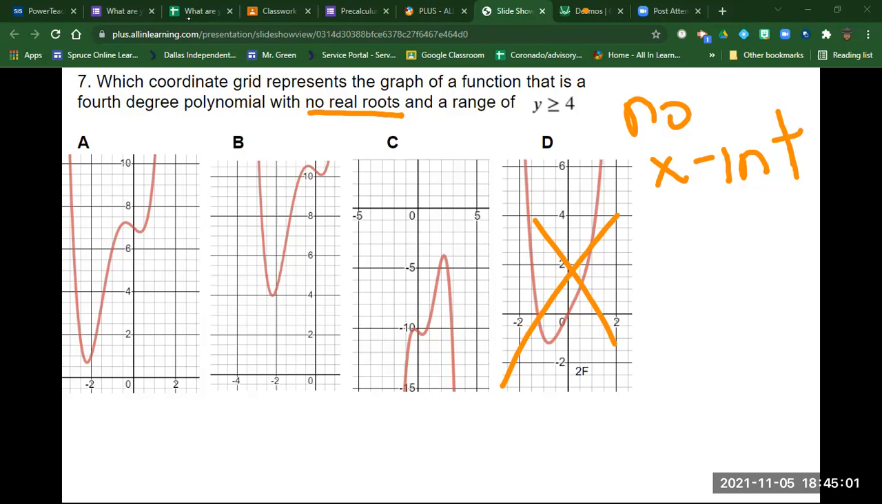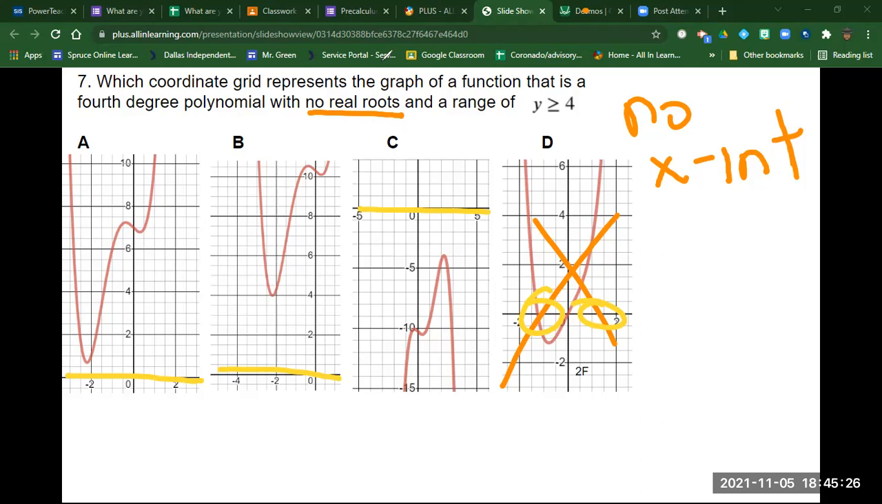The rest of them, look at what the x-axis is. Just in case you have a hard time seeing what the x-axis is, there it is. But this one, because it has x-intercepts, that one's wrong. Okay. All right. So all these work.